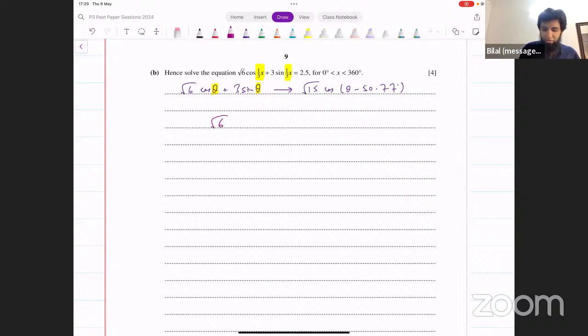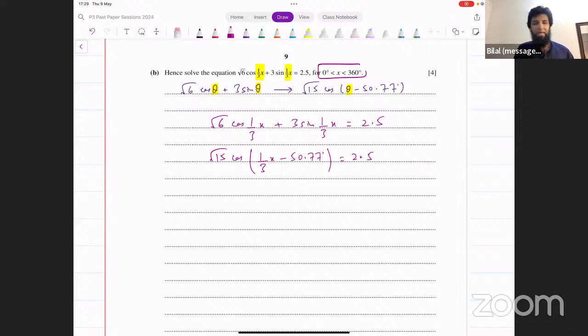This equation is under root 6 into cos of 1 over 3 times x plus 3 into sine of 1 over 3 times x. That equals 2.5. Now, this thing can be written in this form. You would say this is under root 15 into cos of, instead of theta here, you would just input 1 over 3 times x. So it becomes 1 over 3 times x minus 50.77 equals 2.5. And now you just have to solve this equation. You are given that x is supposed to be between 0 and 360.